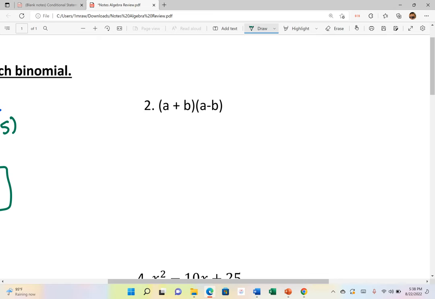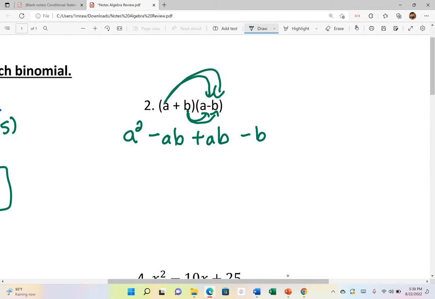Okay, on number two, we have a different set. Now we're just dealing with variables, still the same process. A times a gives me a squared. A times negative b gives me a minus ab. Okay, so that's first, outer. Then we're going to do inner. B times a gives me a positive ab, and we're doing it ab, not ba, because we want to label it alphabetically. Okay. And then last but not least, we have positive b times negative b, which gives me a negative b squared.